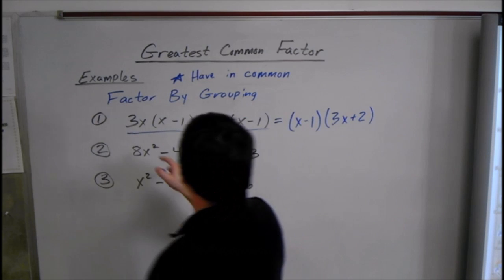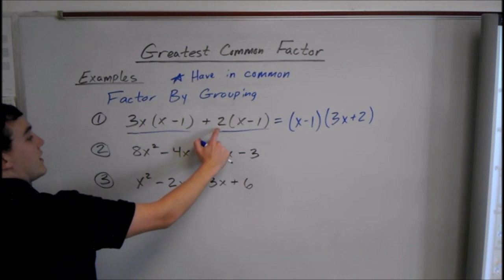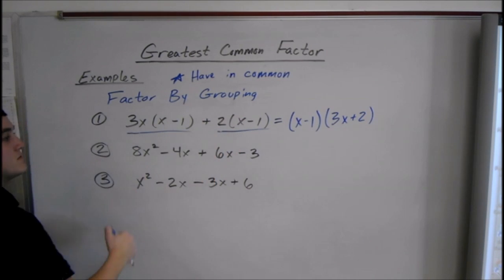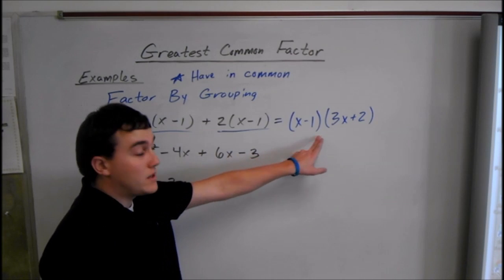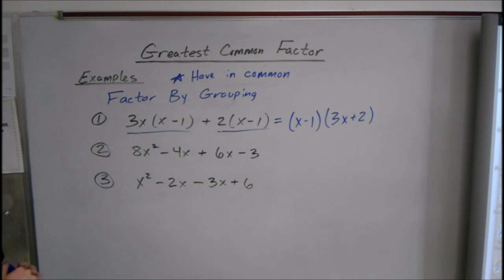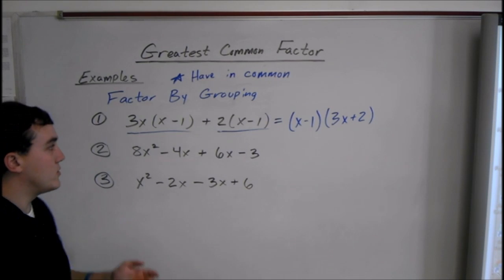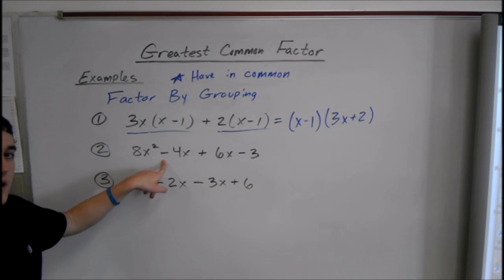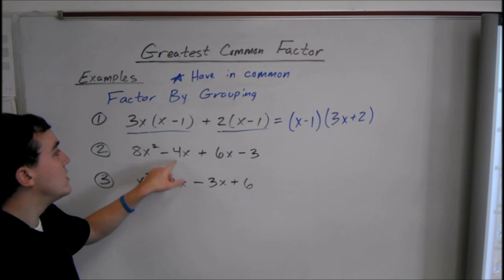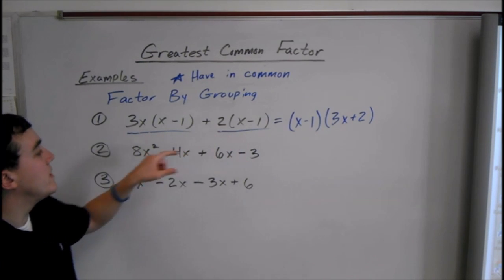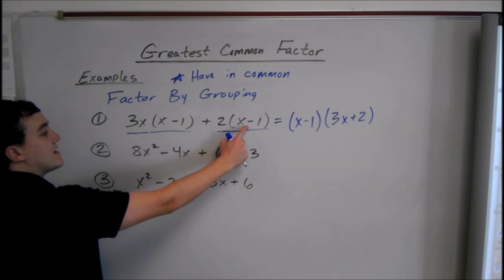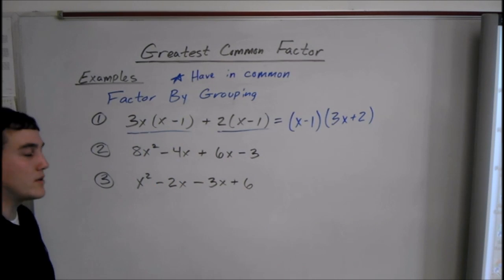Now, if you were to distribute this and add like terms, and then FOIL this, they'd be the same thing. So you can check by doing that. So let's look at our next example. They didn't make it so clean for us this time. If we're factoring by grouping, we have to look at it this way. And whatever's in the parentheses has to be the same. If it's not, you did something wrong.